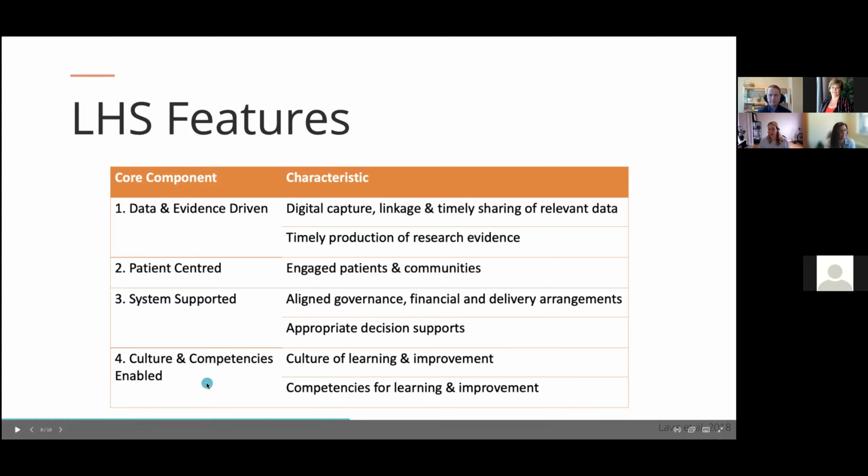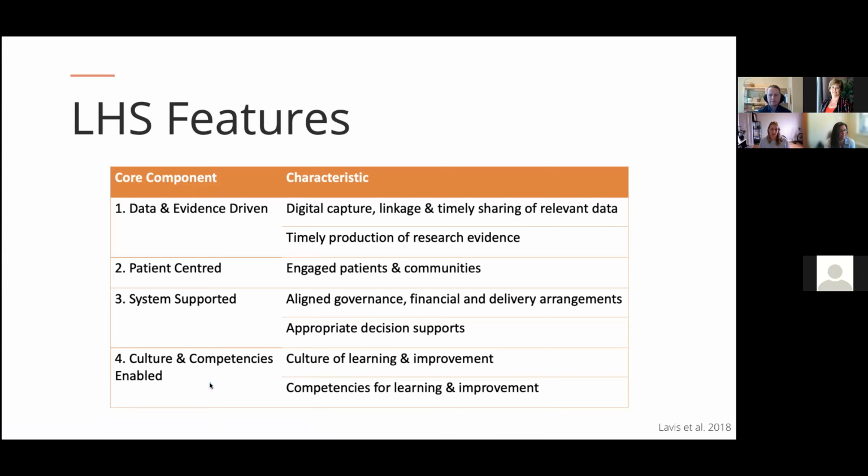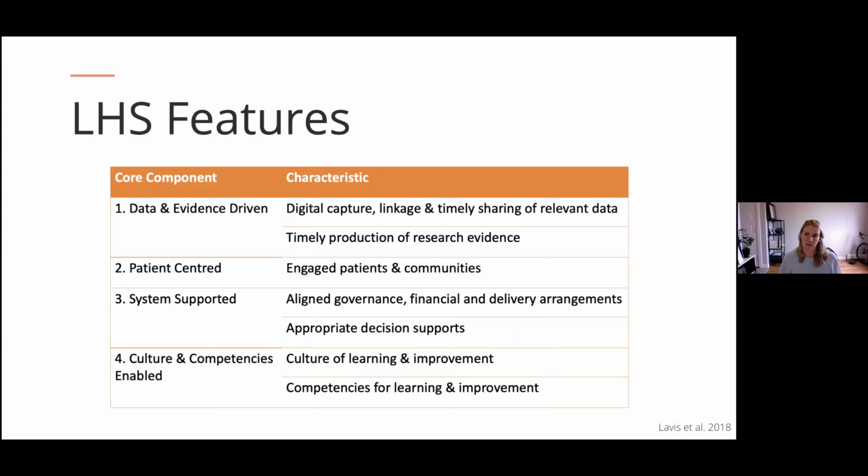And then fourth, the learning health system should be culture and competency enabled, so having a culture of learning and improvement, as well as having competencies for learning and improvement. So as you can see, these two descriptions of the key features of a learning health system are slightly different, but you can see the overlap across these 2 approaches. It's really just going back to this idea of having patients at the center, having data being driven into informed practice, and having that system and culture to support this work.